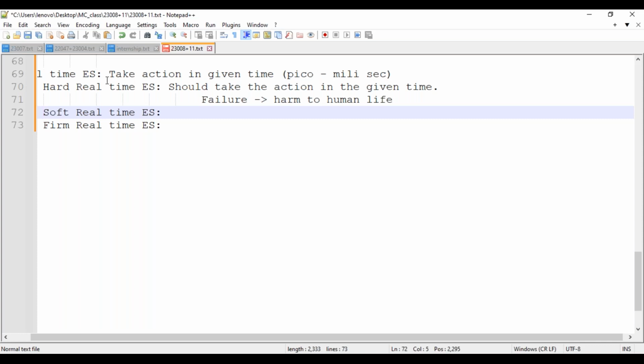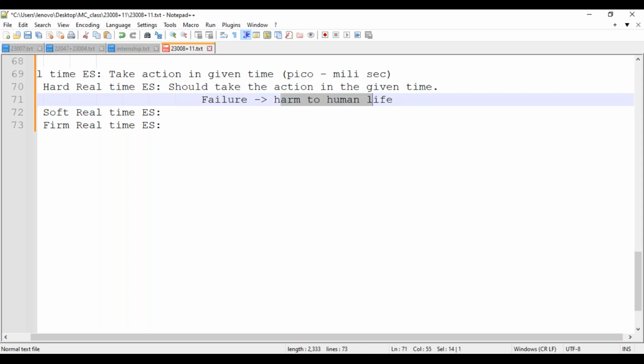Okay, so first we have got hard real time, where, as I said, you have to make sure to take the action in the given time, and failure to take the action is not encouraged here. If you fail to take the action in the given time, it is going to harm human life.